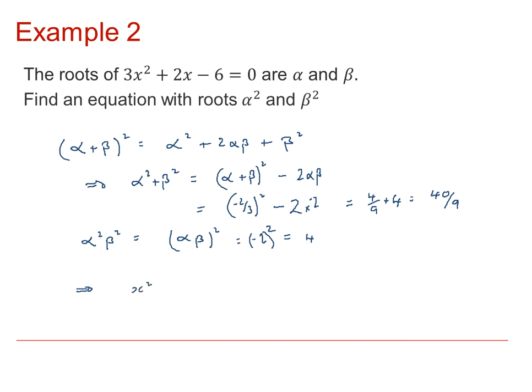So we can write the equation as x squared minus the sum of the roots, so minus 40/9 times x, and then plus the product of the roots, plus 4, is equal to 0. So that's an equation. We may want to sort it out a little bit by multiplying by 9, so that we end up with 9x squared minus 40x plus 36 is equal to 0.